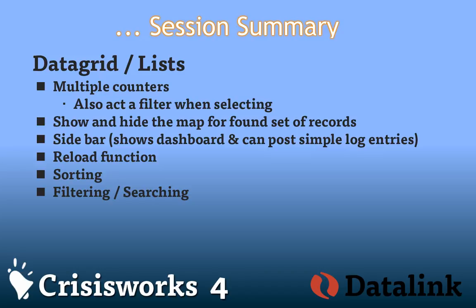The data grid, or lists, are found throughout the system when we're looking at groups of records, and most of them have the option to view it on a map. So whatever the found set or filtered set of records are, when you show the map, it only shows those particular items. Also, down on the bottom left hand corner, there's a little reload icon, so that if you want to get it to reload straight away, you press that particular icon. And each list can be sorted by clicking on the column headings, and there's also a little search facility by clicking on the magnifying glass.